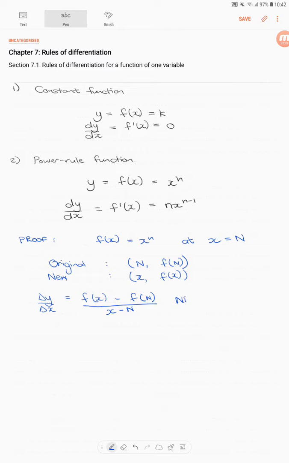It is important to remember this function because we will come back to proofs where we require it and we need to add and subtract certain things to get it. So our slope is equal to the limit as our new x approaches our old x of f of x minus f of N divided by x minus N, which is our difference quotient.